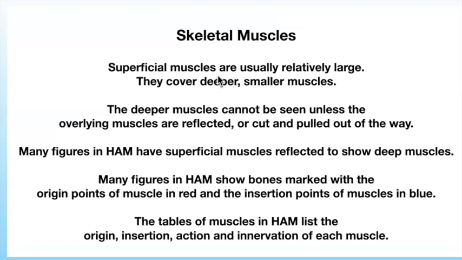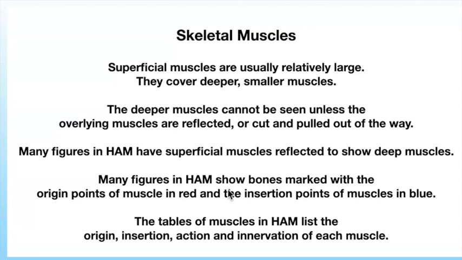Now, of interest, superficial muscles are usually relatively large. They cover deeper, smaller muscles. The deeper muscles cannot be seen unless the overlying muscles are reflected, which means cut and pulled out of the way. Many figures in Martini have superficial muscles reflected to show deep muscles. In fact, they often have pictures in which half of the picture, on the left side, let's say, is showing superficial muscles, and the other half of the picture is showing deep muscles with the overlying muscles reflected out of the way.